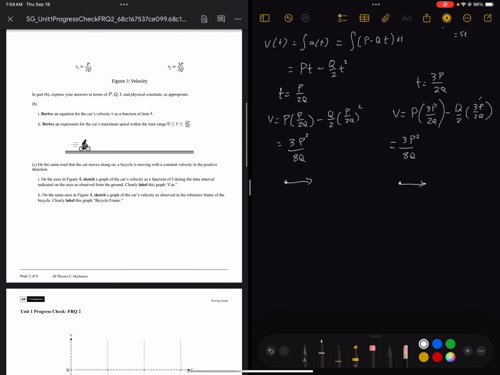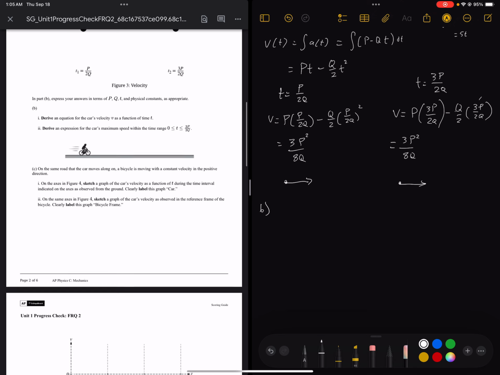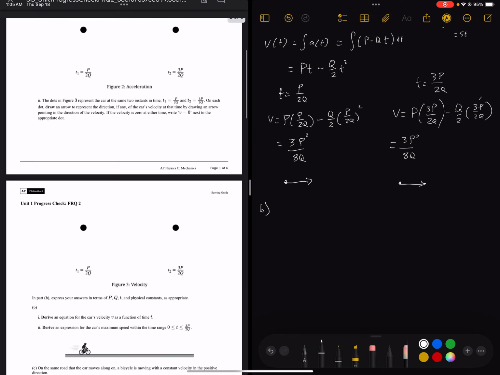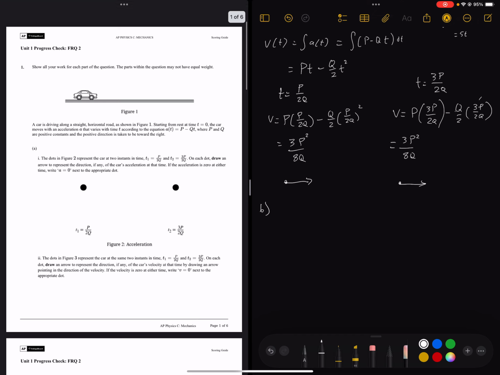So now part B, we have to derive an expression for the cart's velocity as a function of time using p, q, and t and other physical constants. Well, we just did that, right? So we did that to determine the velocity as a function of time. Another way to think about it, actually this didn't give us a graph. Let's see here.